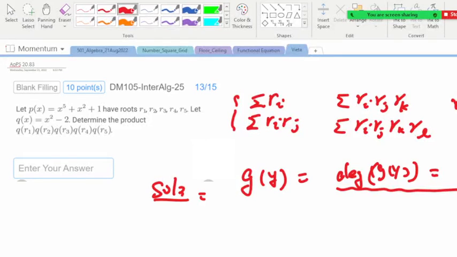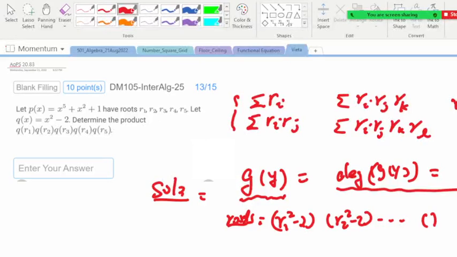Okay, let me clarify a little bit. I want to have a function g(y) whose roots are r1 squared minus 2, r2 squared minus 2, to r5 squared minus 2. So what's the degree of the function g(y)? 10.